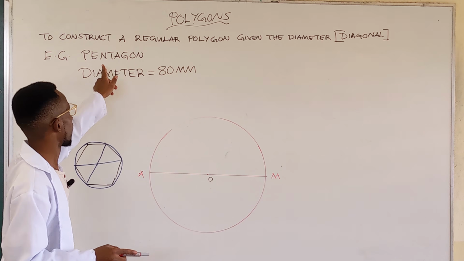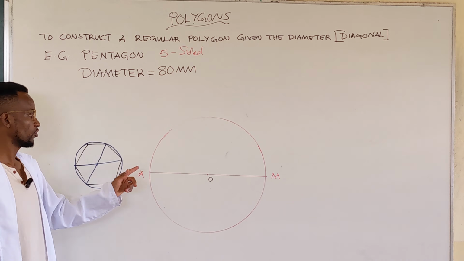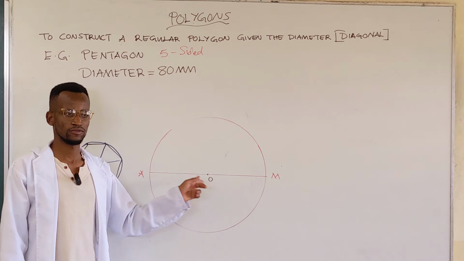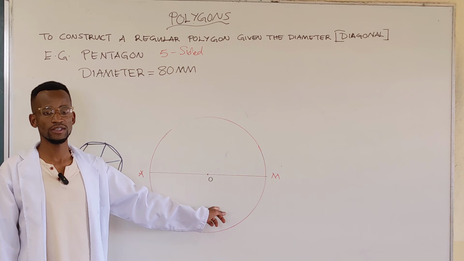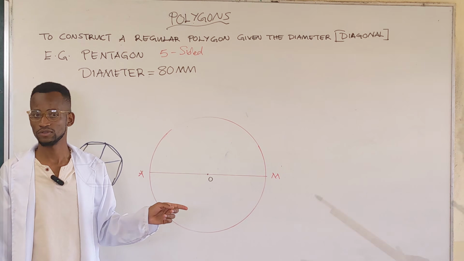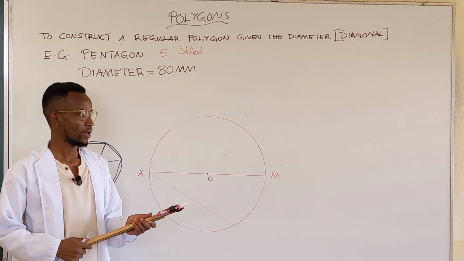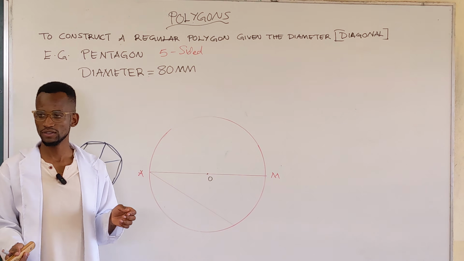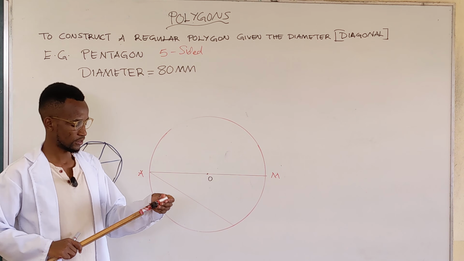So we want to draw a pentagon, meaning it's a five-sided polygon, right? We have a circle, and we want to draw a five-sided polygon inside this circle. After drawing this line, which represents the diameter, line AM, the next step is we divide this line into the number of sides of the polygon that we want to draw inside this circle. So you draw a faint slant line of any length and at any angle, and then you make 5 equal marks, as in the number of sides.